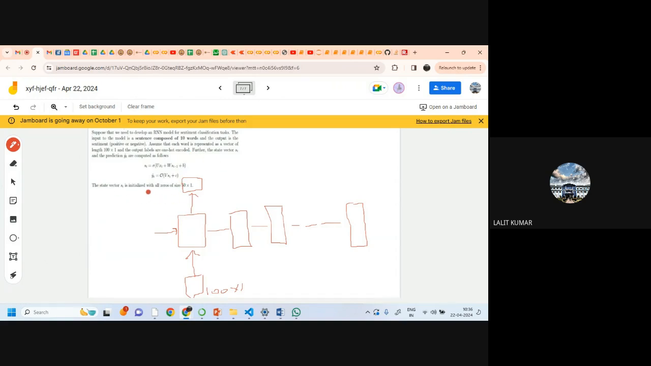And the state vector is initialized with all zeros of size 50 x 1. This is the first one, 50 x 1, so this will also be 50 x 1. Okay, so this is W, this is U, and this is V. So how do we calculate the parameters? Parameters we'll have only for V, W, U, and we will have bias for U and bias for V.